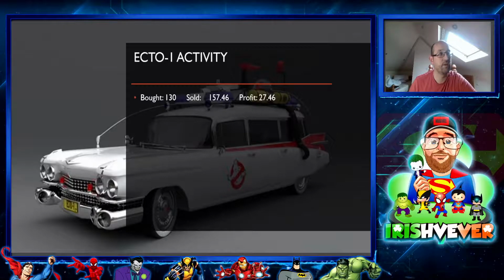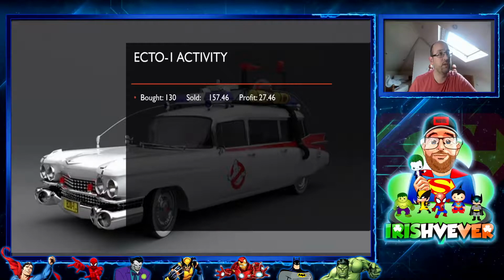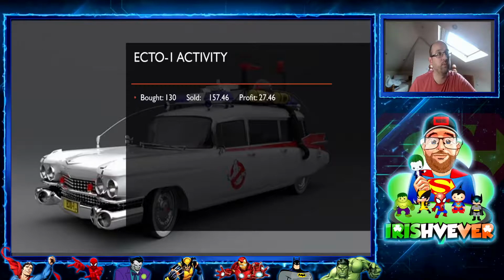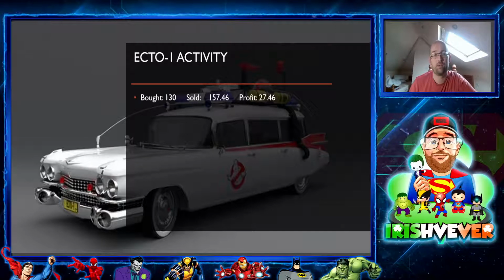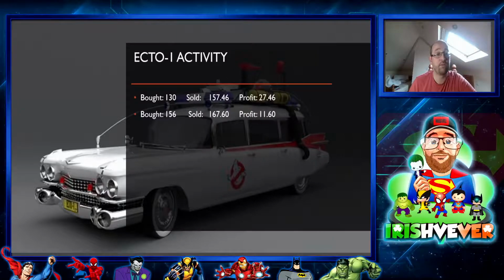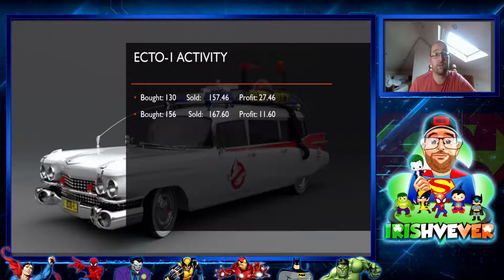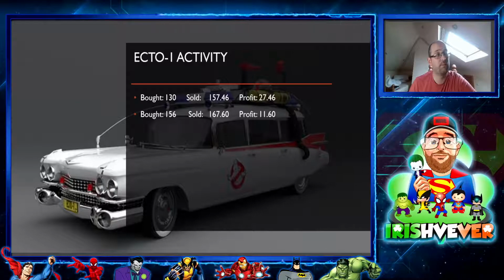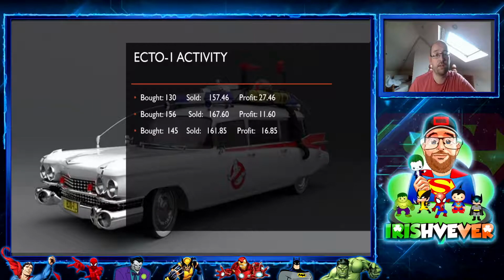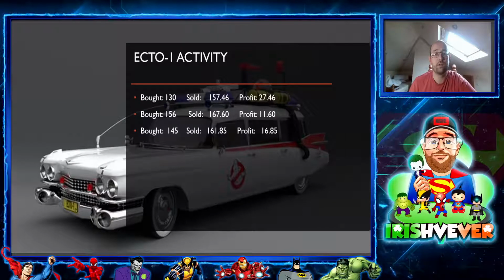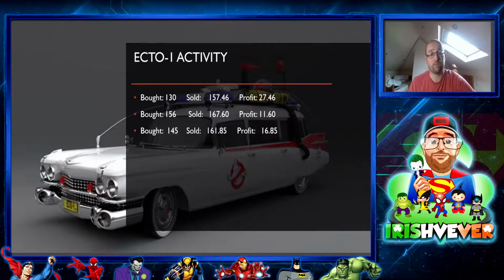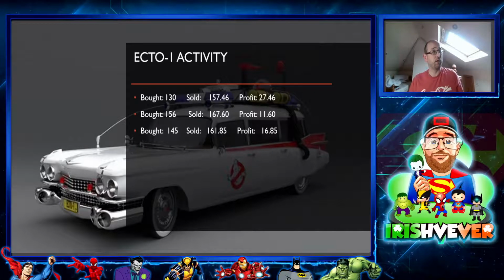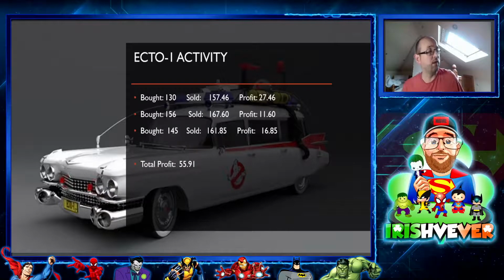So 27.46 into 130 is a little over 20%, 21.5% profit. Next, I bought another one for 156. I sold it for 167.60, so profit 11.6, so about a 7.5 to 8% profit on that one. And this one I bought for 145, sold it for 161.85, profit 16.85, so that's an over 10% profit, around a 12-13% profit. So total profit for that week was 55.91.